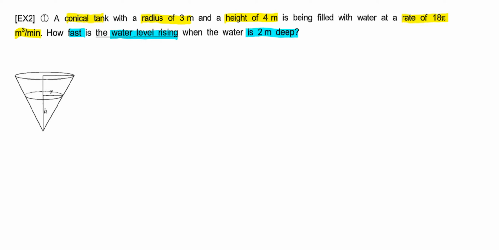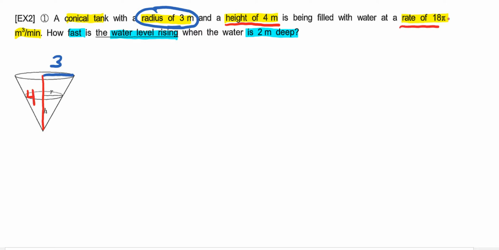All right, there's quite a bit of information here, so let's try our best to break this down slowly. I have a radius of 3, which on my diagram is represented by this blue line. Then I also have a height of 4, so the tank has a height of 4, which is represented by this red line. And this tank is being filled with water at a rate of 18 pi cubic meters per minute.